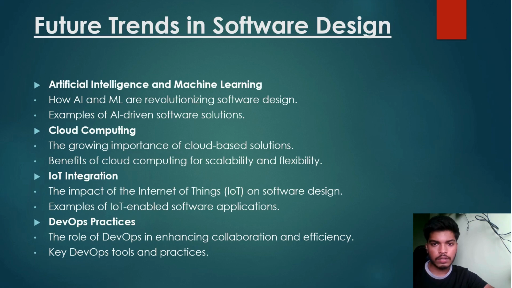Now you can see future trends in software design: artificial intelligence and machine learning. Second one is cloud computing. Third one is IoT integration. Fourth one is DevOps practices. Let us see one by one. AI and ML. How AI and ML are revolutionizing software design.